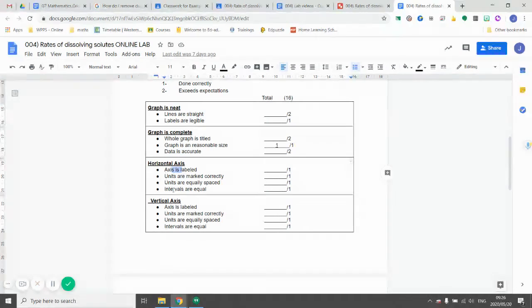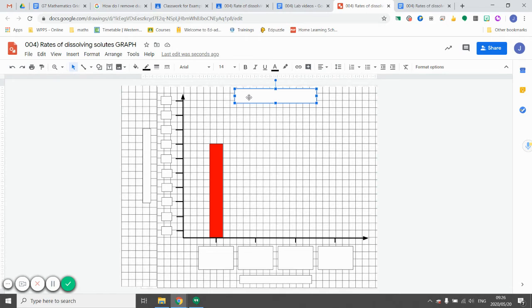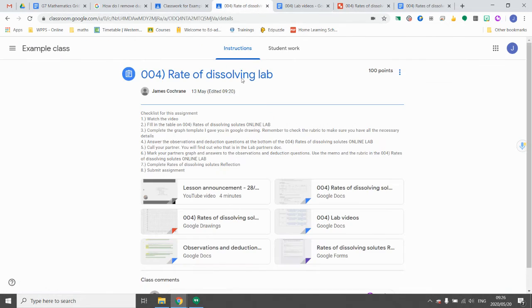The axis is labeled, the units are marked correctly, so all of this stuff needs to go in here. And you can see I've left blank spaces all over here for you to put in whatever goes there. Okay, you should be able to figure that out. If you can't figure it out, I'm in the Google Meet. All right, that's number 3. You complete the graph, and the graph is based on the information you collected at step 2.